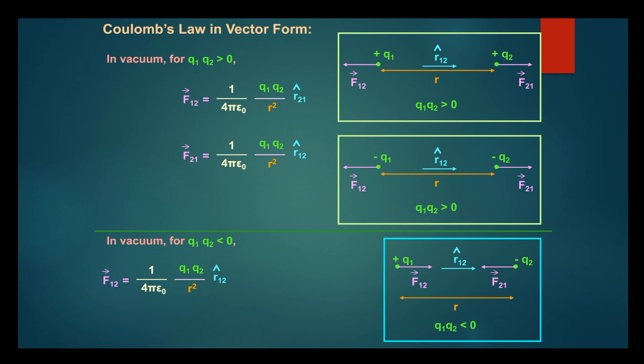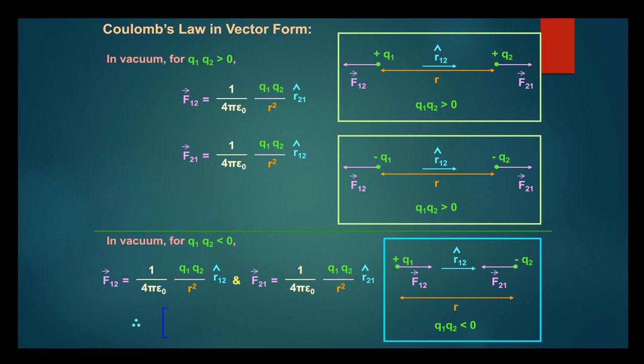In this case, we can write F12 as 1 by 4 pi epsilon naught Q1 Q2 by R square R12 unit vector, because F12 is in the direction of the R12 unit vector, and F21 is in the direction opposite to the R12 unit vector, and hence we will write F21 as 1 by 4 pi epsilon naught Q1 Q2 by R square R21.